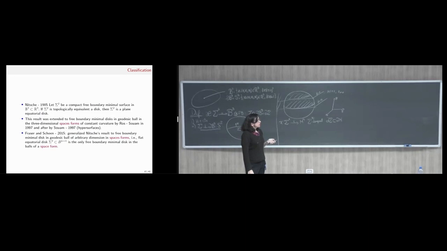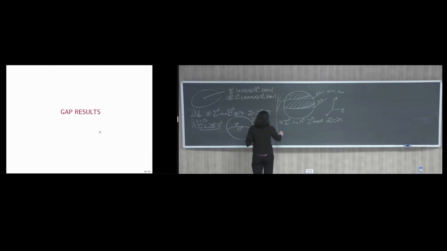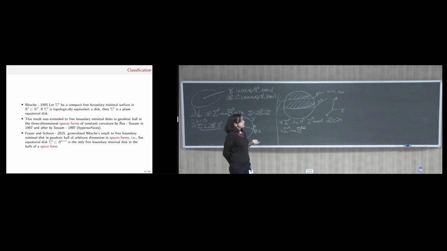And they proved that if you have a surface in the ball of n dimension, the only free boundary minimal disk in the ball of the space form is the equatorial disk, okay? Very strong results. So let's continue. At this moment, I show you only a few examples about existence and classification, okay? These results here are about rigidity, and it is important to classify surfaces.